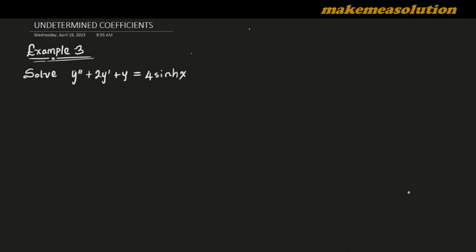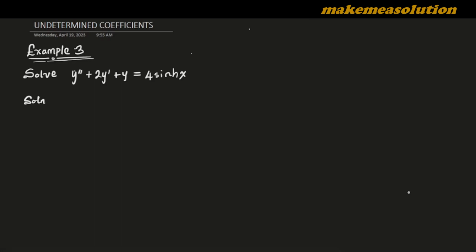Welcome guys to example 3 of solving ordinary differential equations through undetermined coefficients. So we are given this problem, y prime prime plus 2y prime plus y equal to 4 sinh x. Okay, it is a hyperbolic situation where the right hand side is a hyperbolic function. So let's dive in to see how the solution looks like.